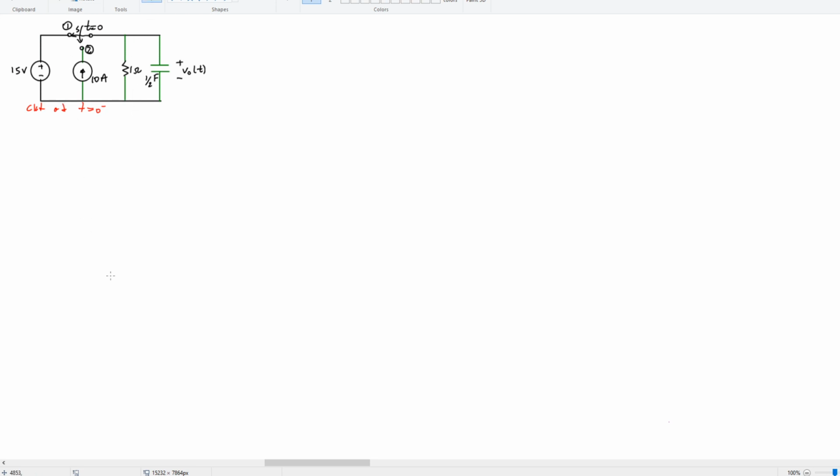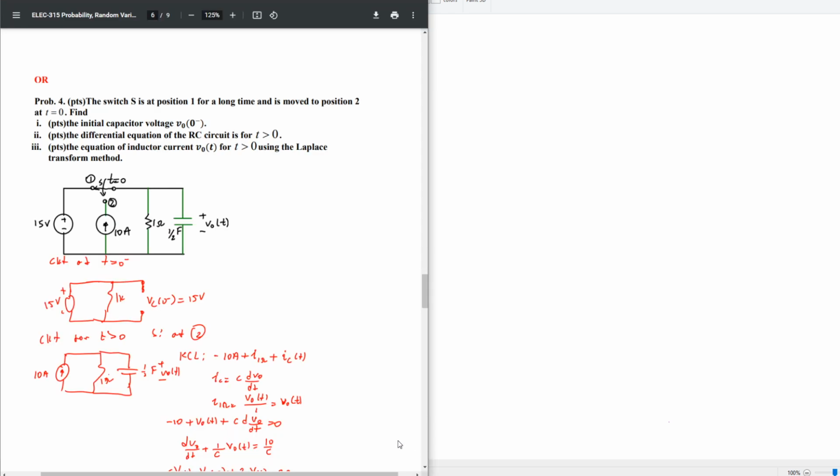Okay, so circuit at t is equal to 0 negative. So it's in this form for a very long time. The current source is not here. All right, let's look at this logically. Right, this isn't even an algebraic problem right now. You're trying to find the initial capacitor voltage V0 of 0 minus, right? So basically, what is this capacitor value when it's just a voltage source in parallel with a 1 ohm resistor in parallel with a capacitor?